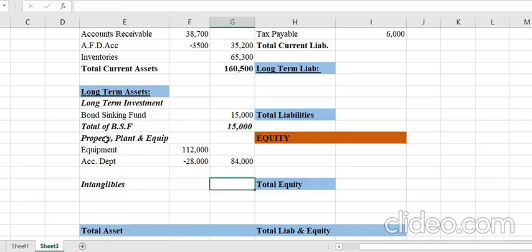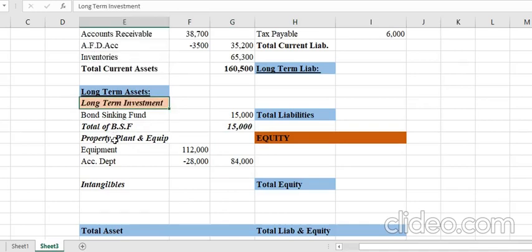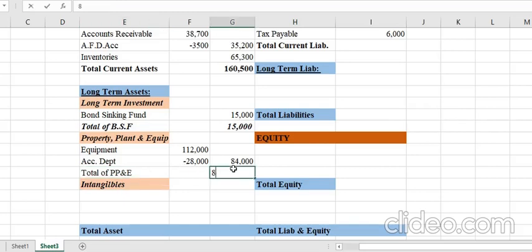Then I will move towards the property, plant and equipment. Let me shade it a bit differently, so that you can have an idea that these are actually three subsections inside the long-term asset section. So we got equipment 84,000. We got a total value of that, so we can calculate the total of property, plant and equipment. The total is again 84,000. It will be shifted down here, and that's the total of it.